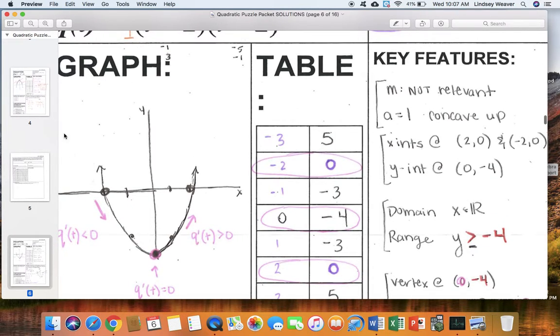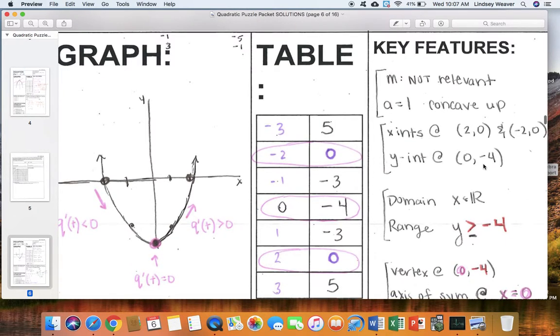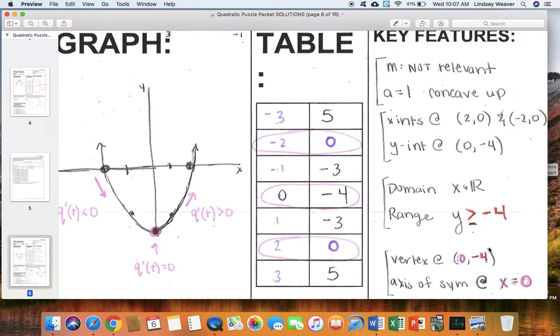Since it's a parabola, it goes all the way left and all the way right. There's no x that will blow this up, so x can be anything. X exists in all real numbers. We know that our vertex happens at (0, -4). Therefore, our range is the y values above -4, above our vertex. And our axis of symmetry, since that runs through the vertex, is at x equals 0.